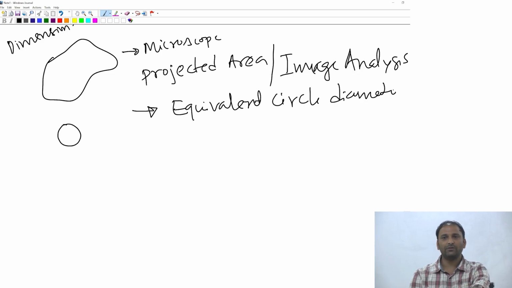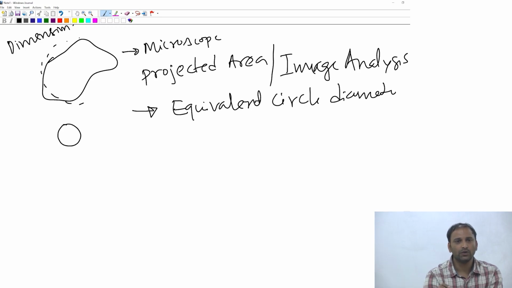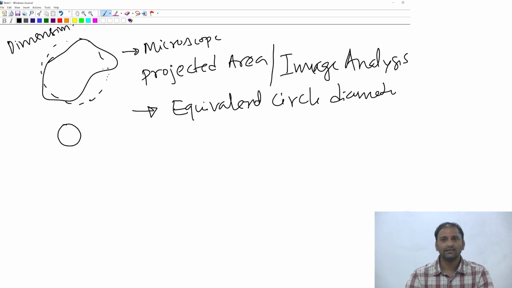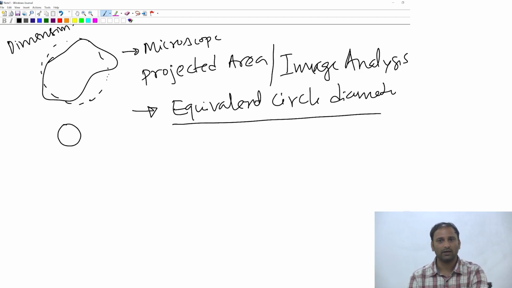What you do is, I have an image of an object, I have some way of measuring the area, and what I do is I find out the area of the circle that has exactly the same area as the projected particle area that I have taken. If I have a way of doing that, I can back calculate the area of the circle whose area is equal to the area of the particle under consideration. That will give me what is called an equivalent circle diameter. This is one way of characterizing the size of an irregular object.